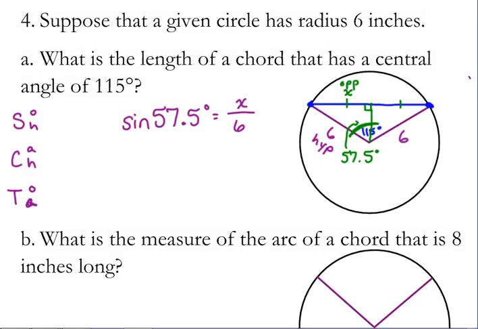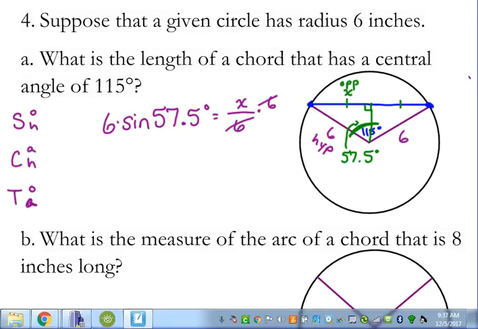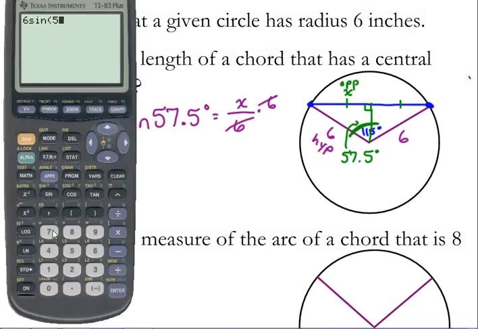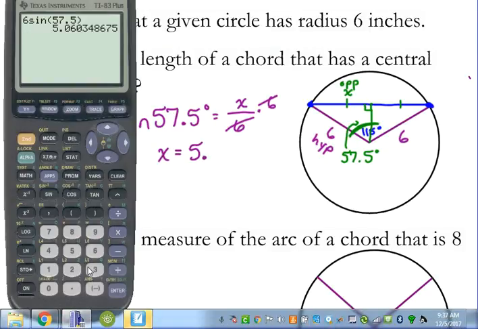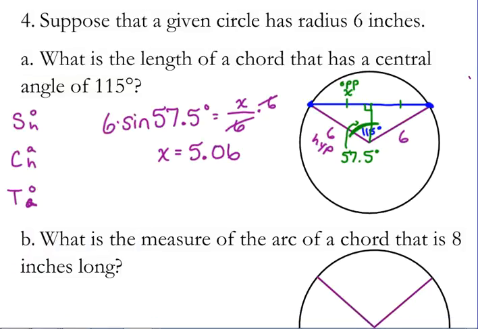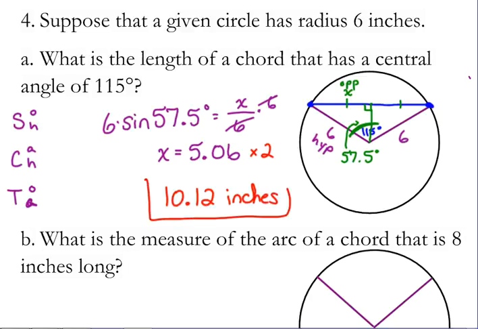How do we solve that for x? Multiply by 6, because we're dividing by 6, so we multiply by 6. So then we just type this into our calculator, and we need to make sure that what? We're in degree mode. Okay, mine is in degree mode. Make sure yours is in degree mode in case someone from first period or you yourself have reset it. So we get 5.06 for x. Is that our final answer? No, that's only half of the chord. So we have to multiply that by 2 to get 10.12 inches for the length of that chord.